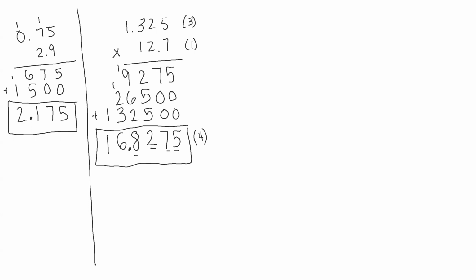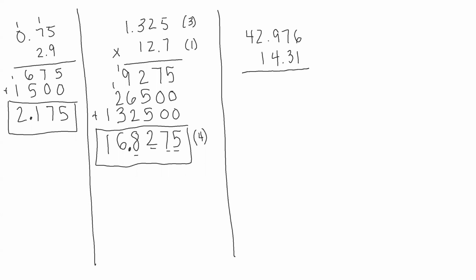All right. Let's try another one. What if I have 42.976, and I wanted to multiply that by 14.31? Okay, so we line everything up on the right hand side. Remember, you don't need your decimals to line up because you don't need an LCD. All right, so we're going to pretend these are whole numbers. So I'm really multiplying 42,976 by 1,431.